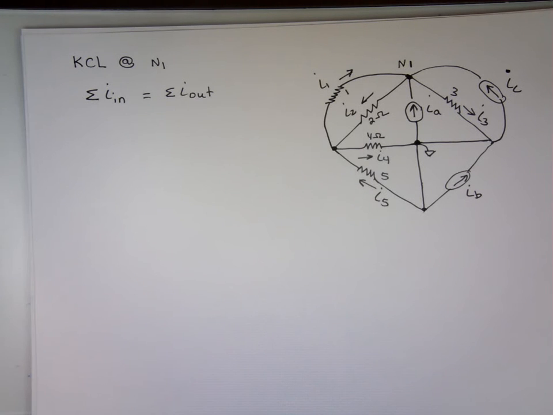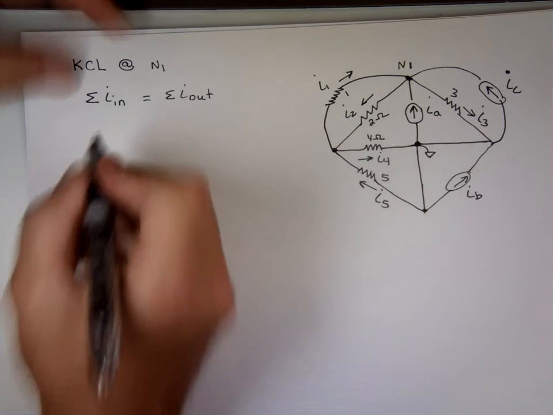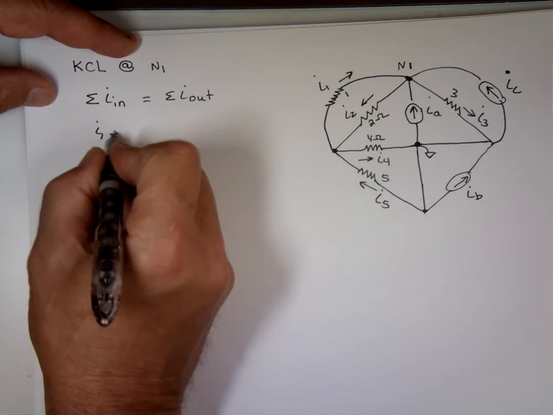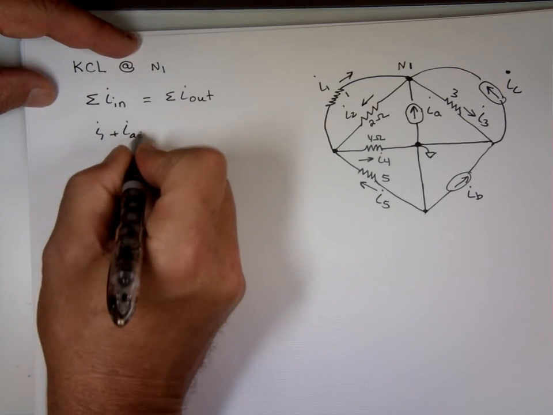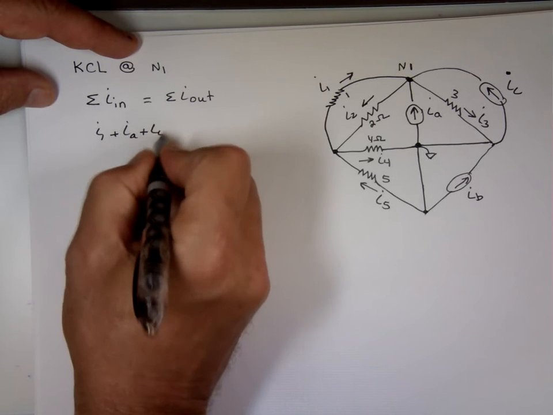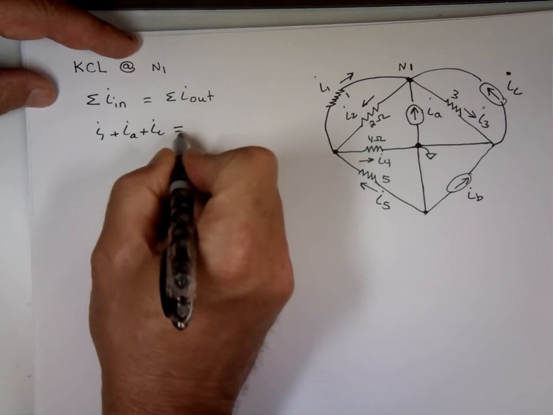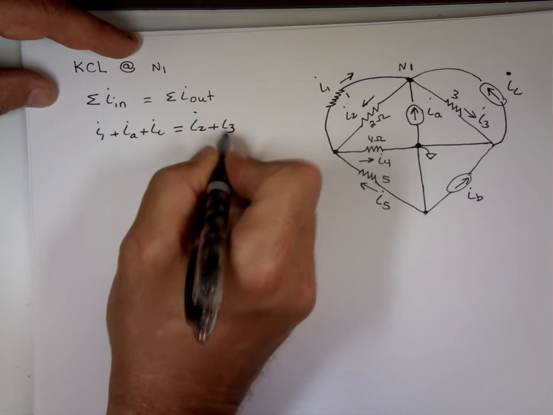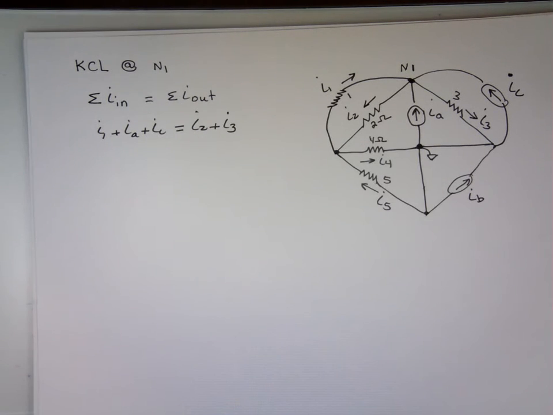And now let's look and see what's going to node 1. What do we have going to node 1? I sub 1, yes. I sub 1, what else? I sub A plus I sub C, yes. And what's leaving that node? I sub 2 plus I sub 3. Good.